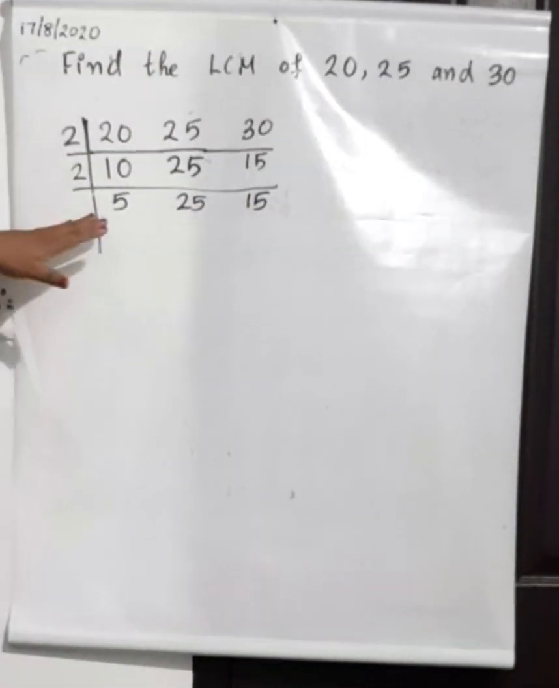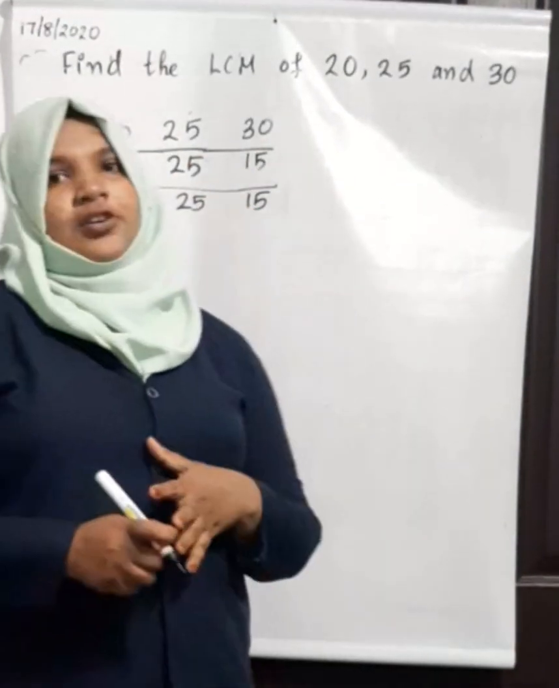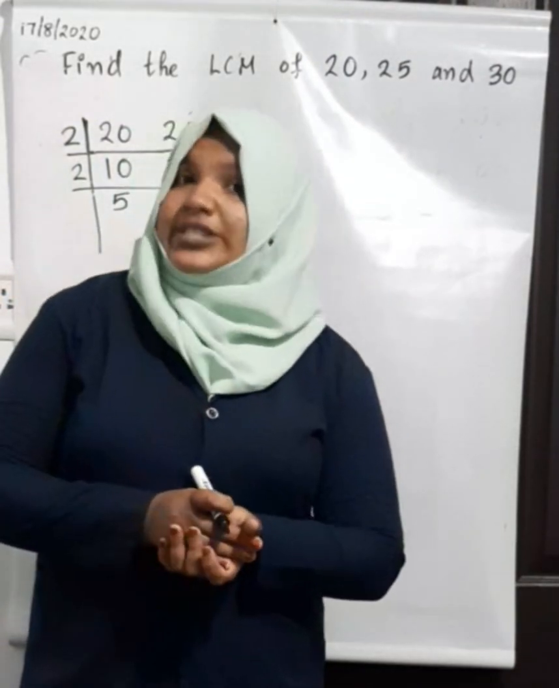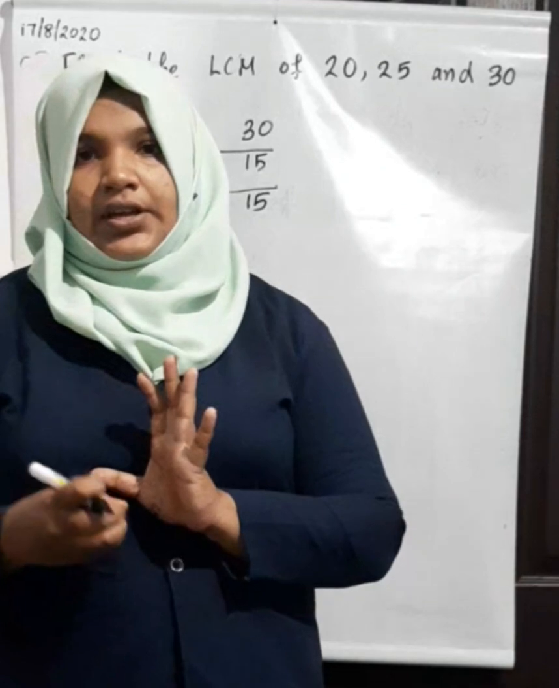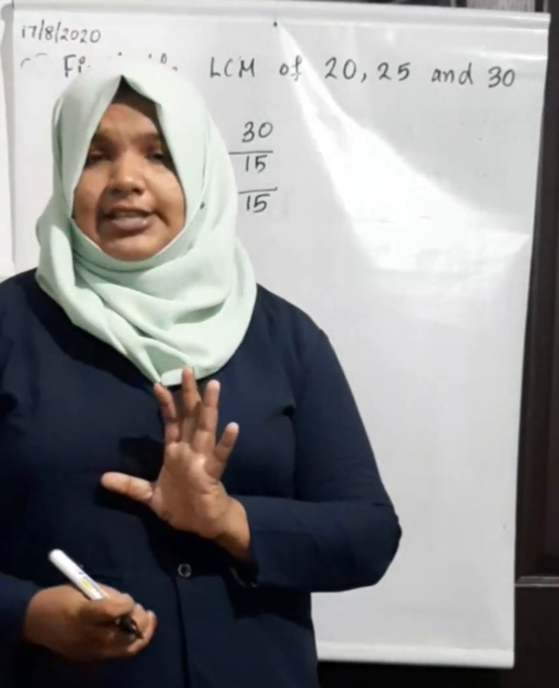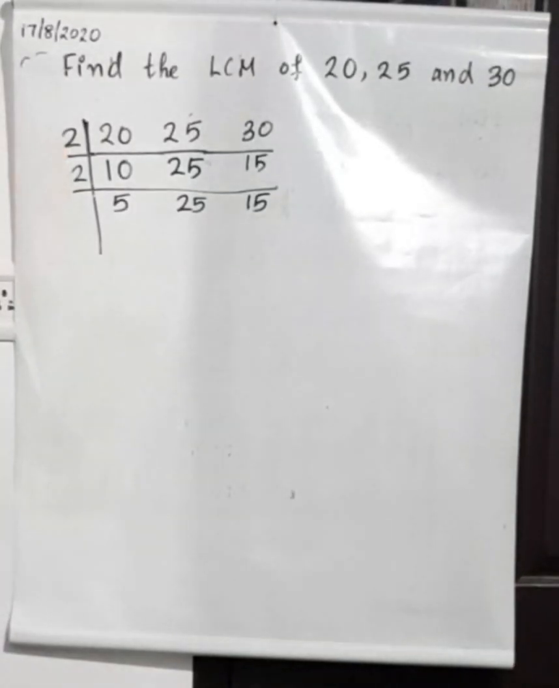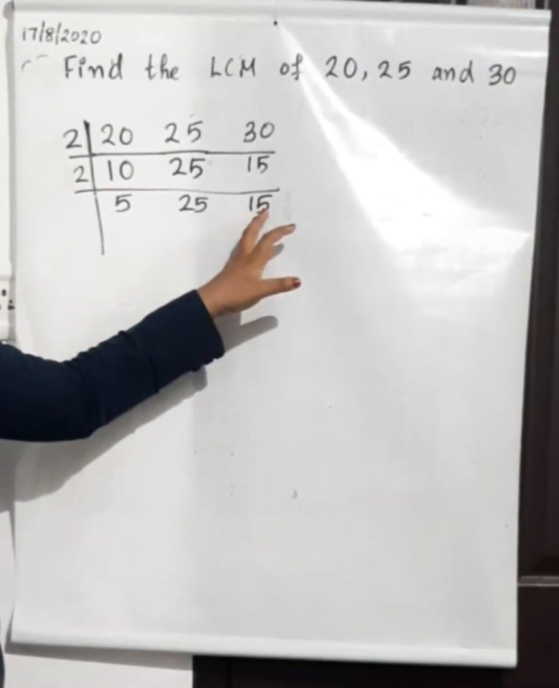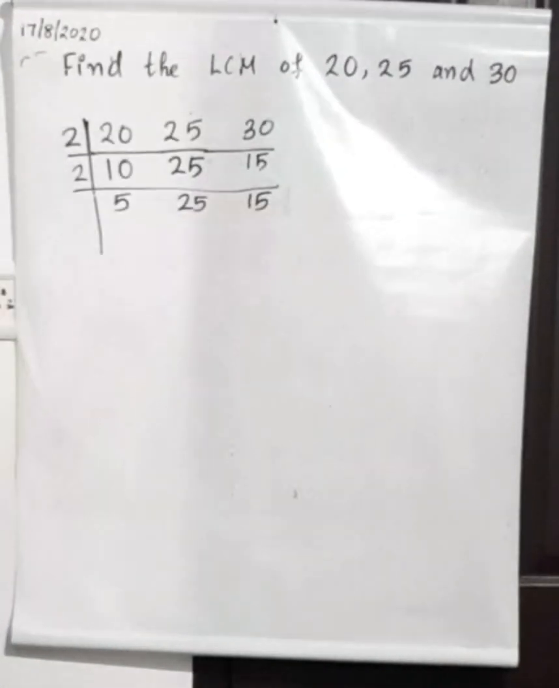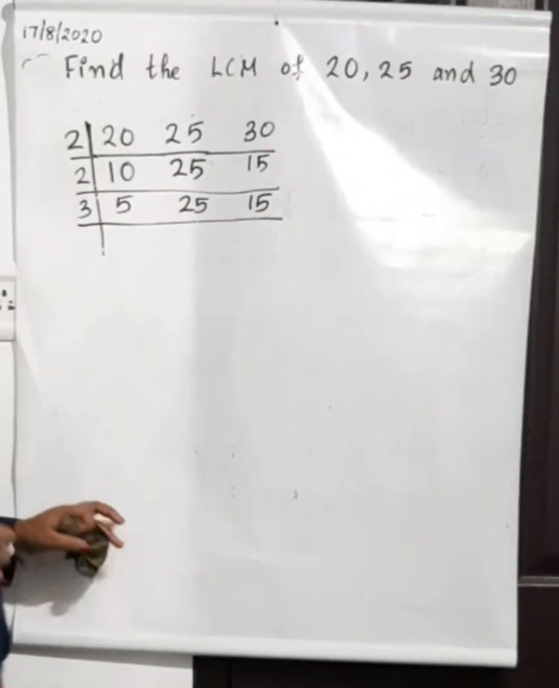Then did you get any multiple of 2 in this step? No. Then what you have to do? We have to check whether any multiple of 3 is there. Here we have 5, 25 and 15. Is there any multiple of 3? Yes, we have 15. 15 is a multiple of 3. So what you should do? You should divide it by 3.